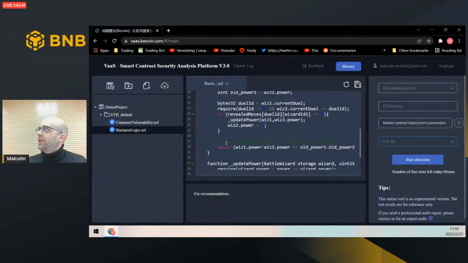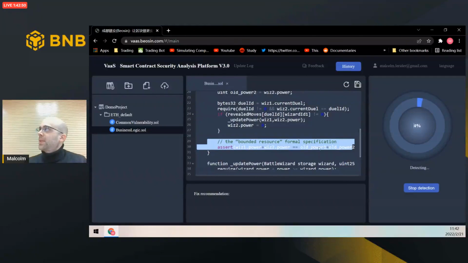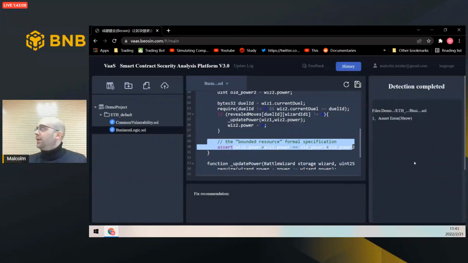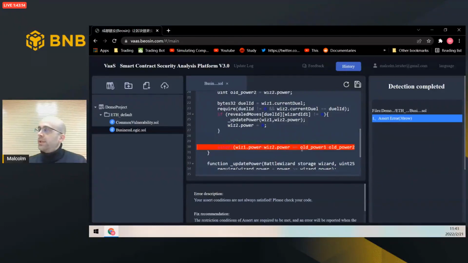And as you can see, we have added the bounded resource at the bottom here to see if there are any assertion errors in this code snippet. As mentioned, these assertions will be done in all the functions and all the smart contracts across the whole game to confirm that all bounded resources are correct. It's running a detection right now, and we receive an assertion error. It shows that this assertion is not correct. There are some scenarios where this will not be fulfilled. So this is where we need to go and look into the code snippet in detail.